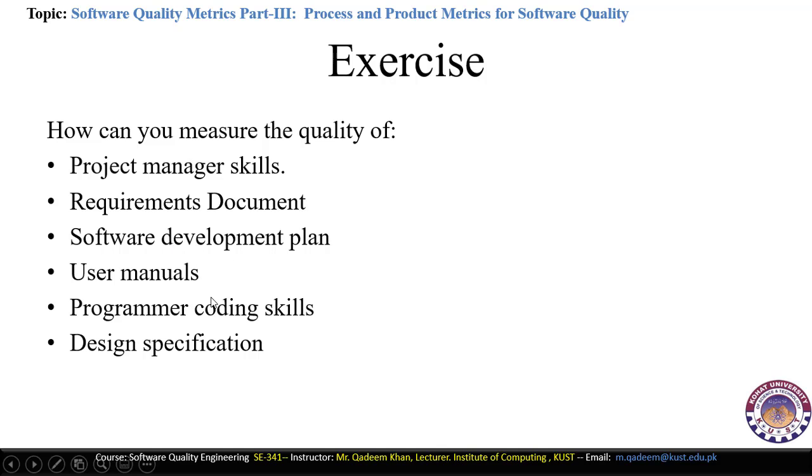It is not your assignment, but it is just to use your mental strengths, to think about these problems and how these problems can be solved using certain quality metrics.